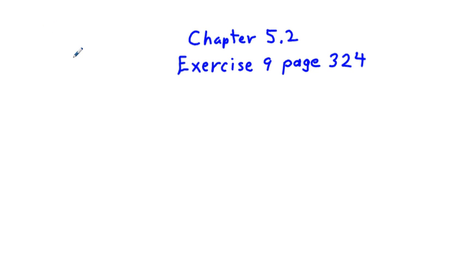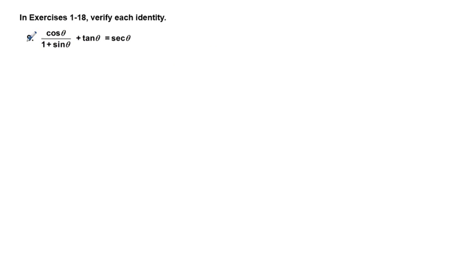This is Chapter 5.2, Exercise 9. This section 5.2 in the book has to do with verifying trigonometric identities. In this case, we have problem 9. Cosine theta over 1 plus sine theta plus tangent theta equals secant theta.